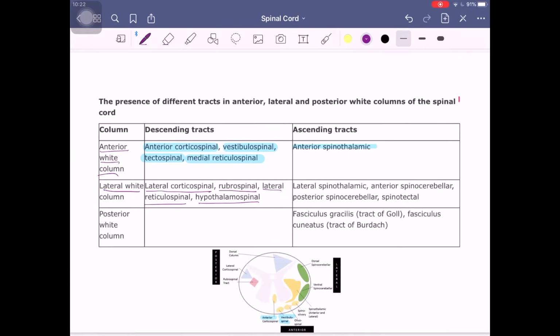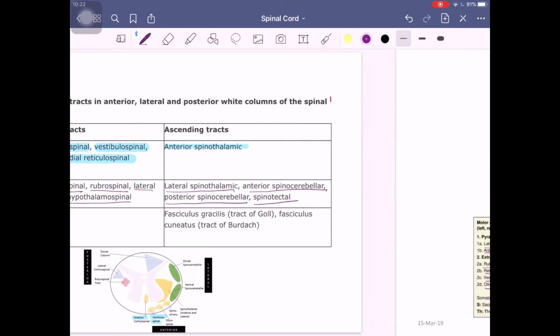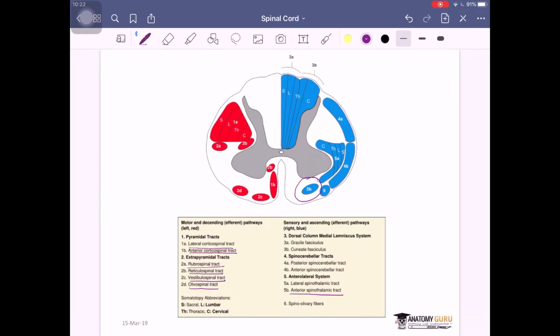Other than this, the lateral is quite busy. You have the lateral spinothalamic, anterior spinocerebellar, posterior spinocerebellar, and spinotectal. You can see here the posterior spinocerebellar and the anterior spinocerebellar, with the lettering and numbering. The one you see on the inside is your lateral spinothalamic tract, and this one is your spino-olivary tract. All these are more or less on the lateral side.